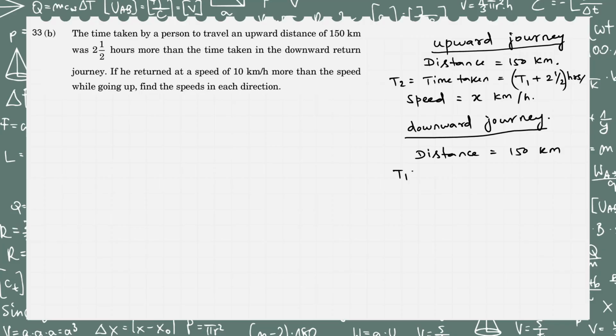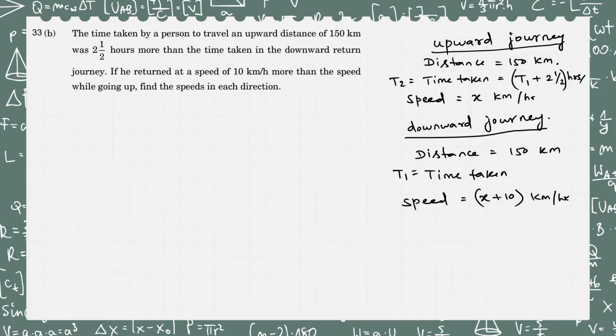And the time taken we are calling time 1, t1. I have already told you, that is not known to us actually. So let us keep it as it is. Time taken, we don't know that. And what about the speed? Speed we know. Speed is 10 km per hour more than the previous speed. So it will be x plus 10 kilometers per hour. Right? So this is the scenario we have.